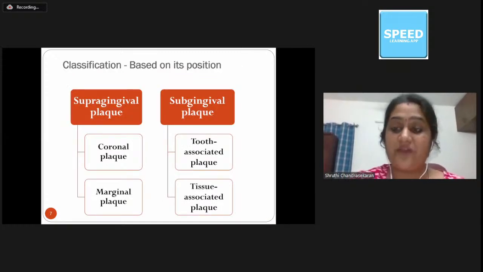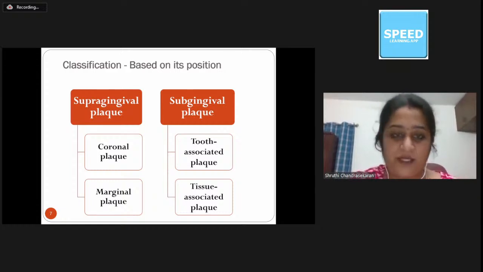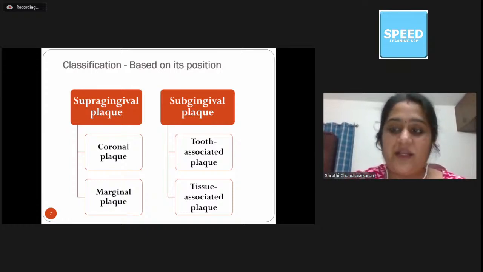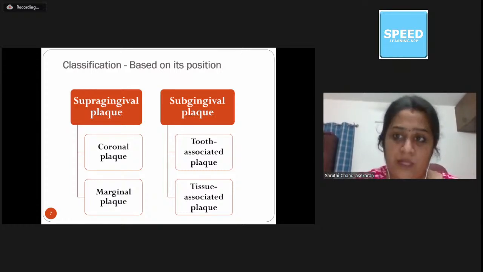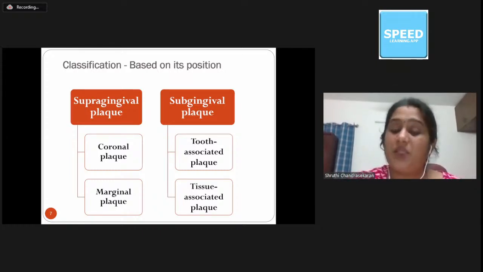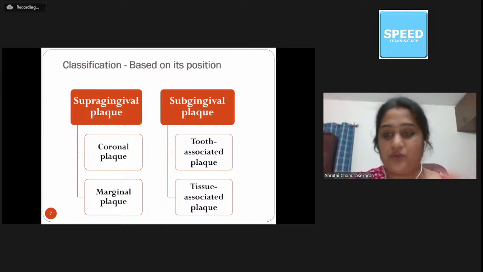Now, we have to classify plaque mainly to understand the differences and the composition of each type of plaque. Plaque can be broadly classified into supragingival and subgingival plaque. As the name suggests, supragingival is the plaque accumulation above the gingival margin, whereas subgingival is the plaque that is located below the level of the gingival margin. The supragingival plaque can be further classified into coronal plaque and marginal plaque. Marginal plaque is the portion of the supragingival plaque that is located near the marginal gingiva, and the coronal plaque is the plaque that is located coronal to the marginal plaque.